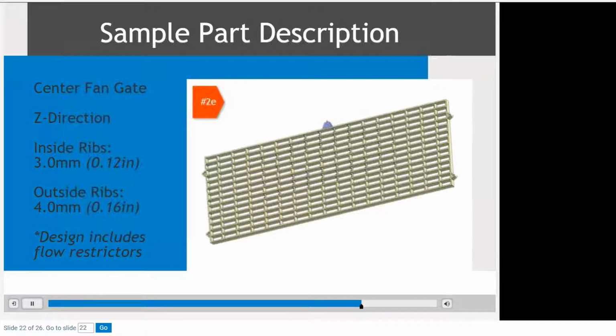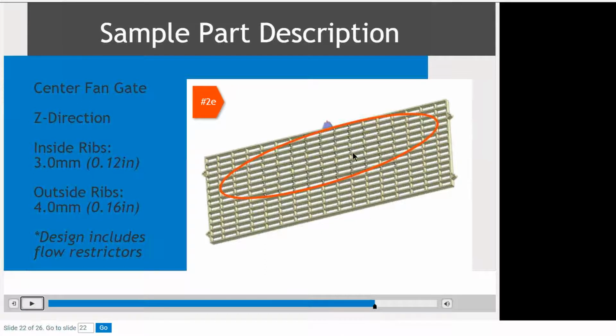Now let's look at how adding flow restrictors in the form of wall thickness indentations affects the results. The image on the screen indicates the ribs in the Z direction have small cutouts that will further restrict the flow of the material through the ribs. The cutouts are staggered along the ribs, and there are more of them closer to the gate.